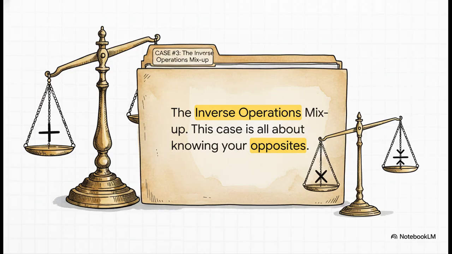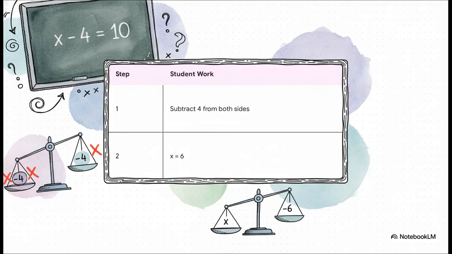Now this one gets right to the very heart of how we solve equations. We call it the inverse operations mix-up, and it's all about knowing your opposites. The problem, x minus 4 equals 10. Simple enough. To get x all by itself, we need to get rid of that minus 4. The student decided to subtract 4 from both sides. Let's see if that was the right call.